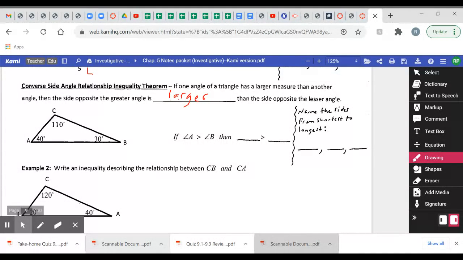So in this case, I can say, well, this is the smallest angle. So across from it has to be the smallest side. Here's the medium angle. So across from it's the medium side. Here's the largest angle, and across from it's the largest side. So if they want me to name the sides from shortest to longest, the shortest side is AC, the medium side is CB, and the largest side is AB.